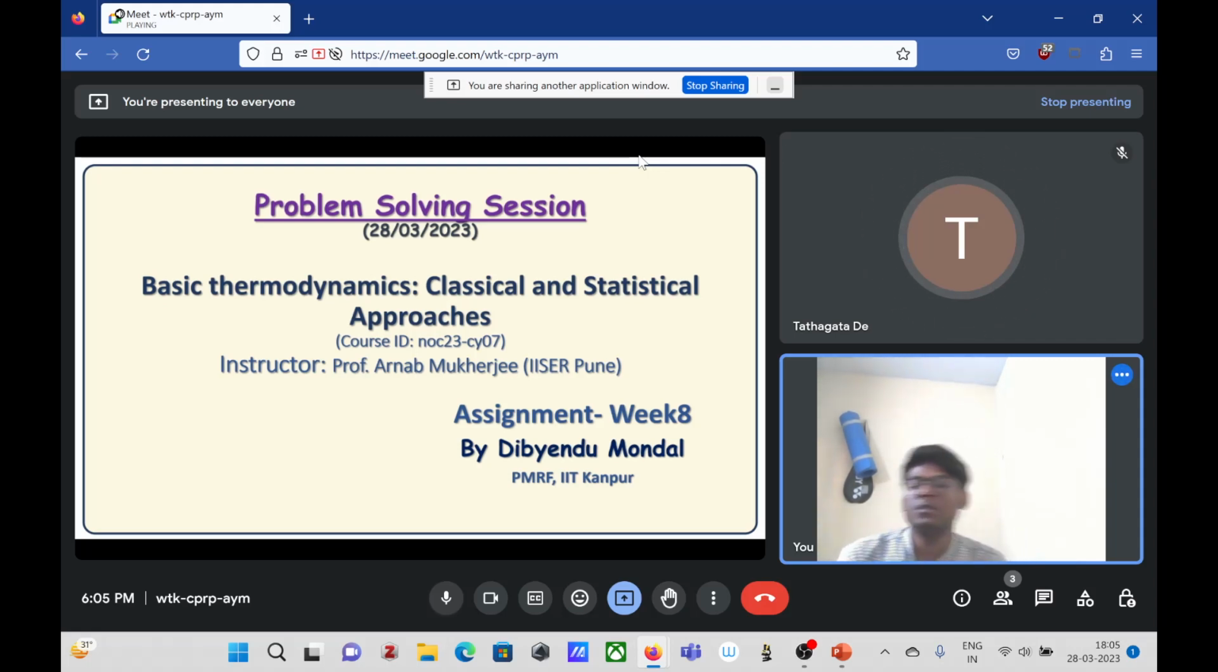I will give you one heads up: the problems in this problem solving session are just like the previous problems, but here we are considering different kinds of energy levels and different kinds of statistics, so that will come into the picture. Without further ado, let's start the session.